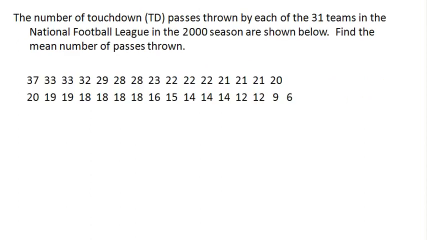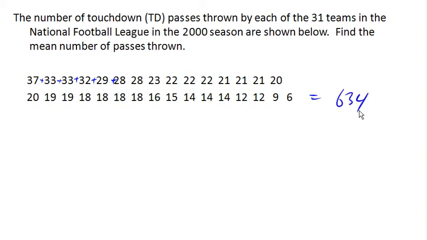Here's the number of touchdown passes thrown by each of the 31 teams in the National Football League in the 2000 season. And we could find the mean number of passes thrown. So if we're going to do that, we're going to need to add all of these up. So we're going to find this plus that plus that plus that plus that plus that, and so on and so forth. And it turns out those add up to 634.